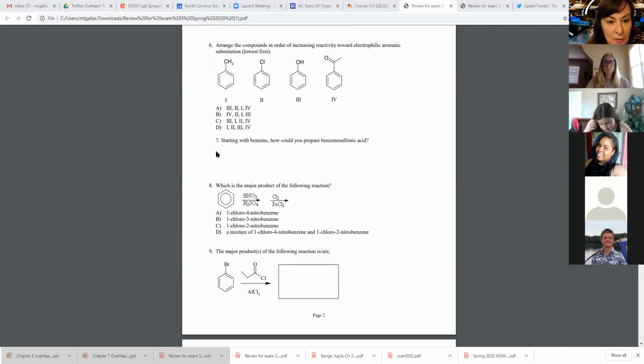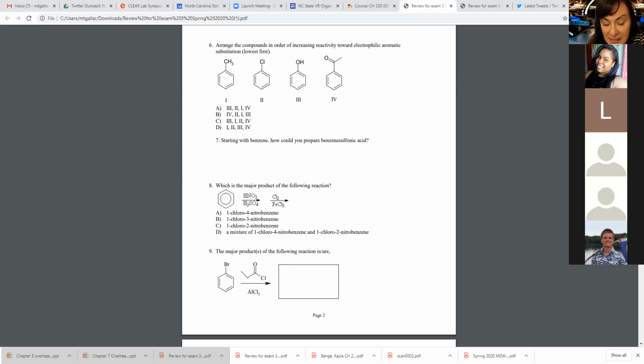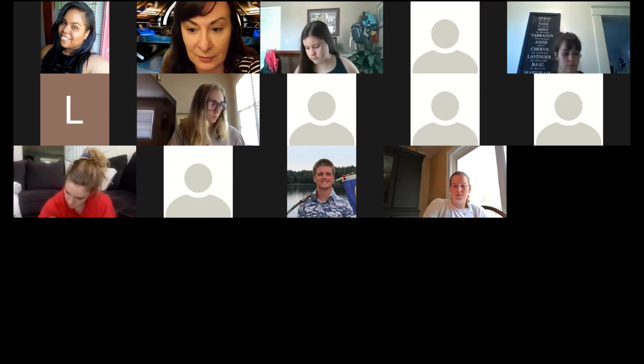So let's look at question number 7. Starting with benzene, how could you prepare benzene sulfonic acid? Where can I find the answer to this question in my worksheets? Sulfonation. Common names. Arrow of reactivity. Well, they're only asking you how to prepare benzene sulfonic acid, so we don't really need the arrow of reactivity. But what we really need here is the reactions that came from chapter 5, right?